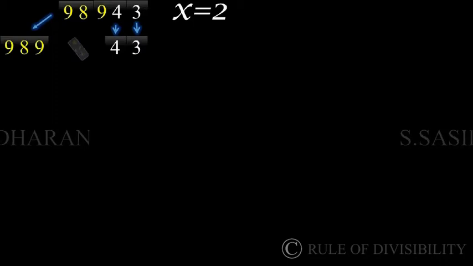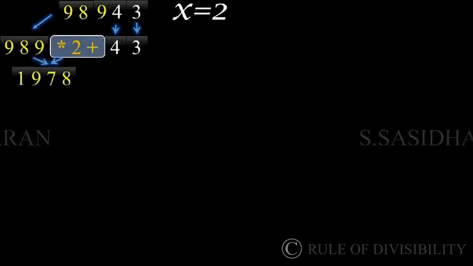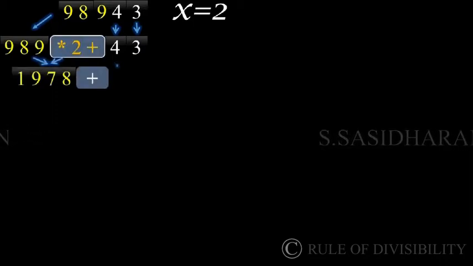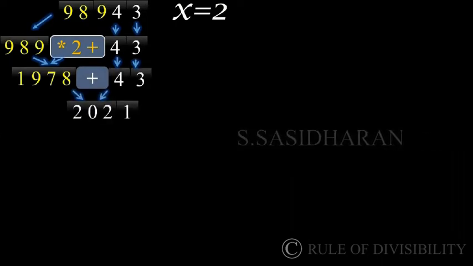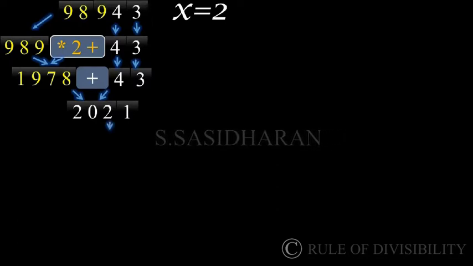For example, let us take 98943 as a dividend, and we have to check whether this 98943 is divisible by the divisor 7. Applying the same rule, leaving the last 2 digits 43 and multiplying 989 with the magical number 2, the answer we get is 1978, and add this 1978 with the last 2 digits 43. The resultant is 2021, which is a little bigger for our calculation.